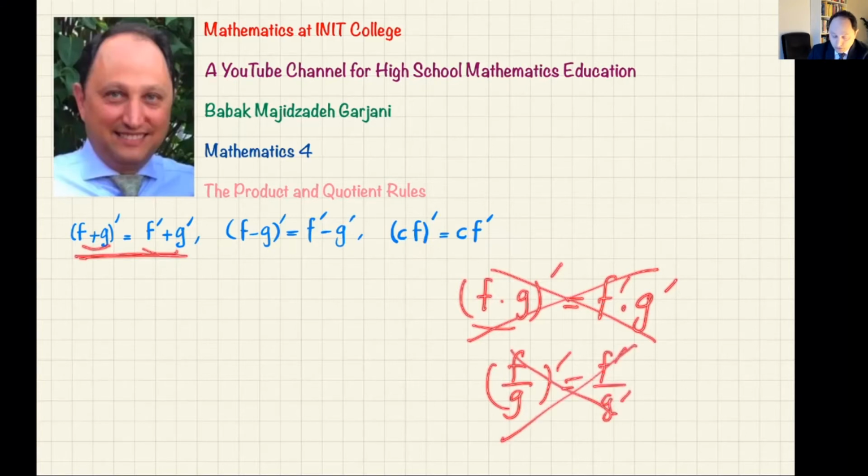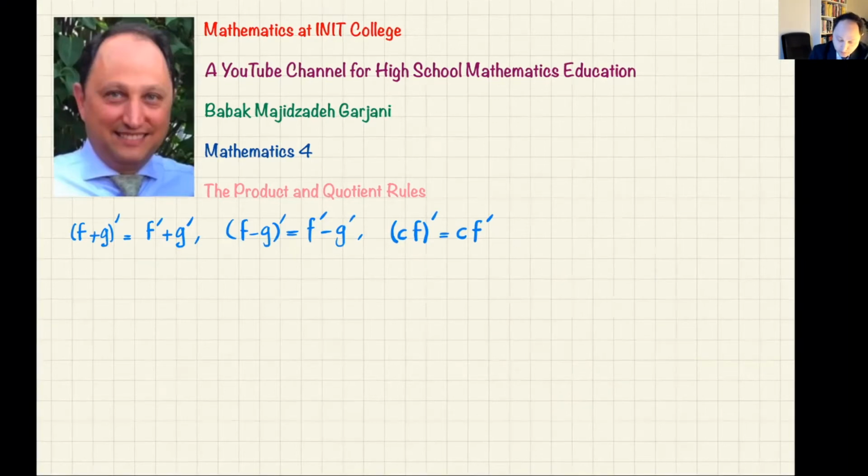Today we want to talk about the correct formulas for these two. The first one is called the product rule. The second one is called the quotient rule. So let me write this with a different color. If I have the product of two functions, what is the correct answer for the derivative? And if I have f over g and I want to differentiate this, what is the correct answer?